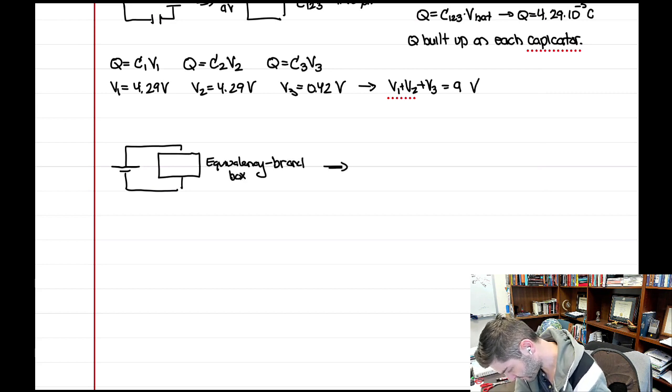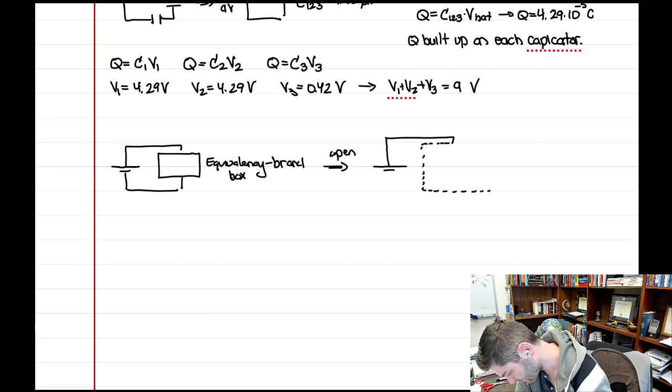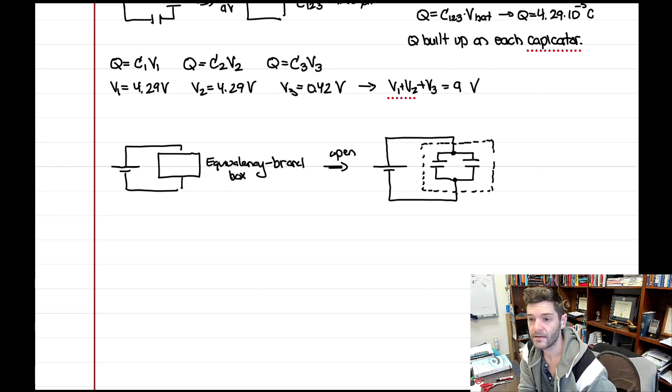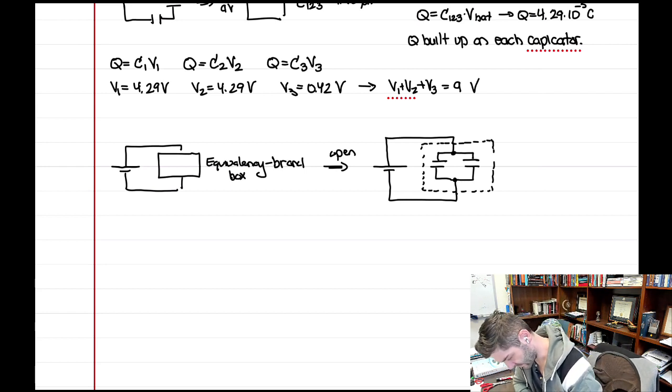But then when I open it up, what do I find? I have a battery. Here's the box. Inside the box, instead, you have some sort of junction in the wire where the wire splits and it goes to two potentially different capacitors. The wires then merge back together and then leave the box. So this is then a case of capacitors in parallel.